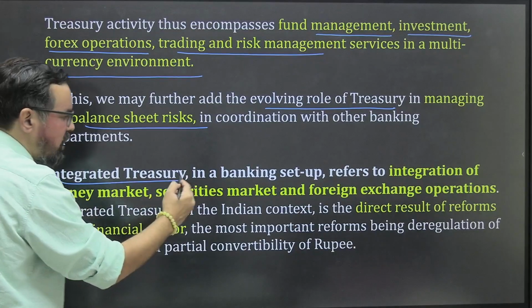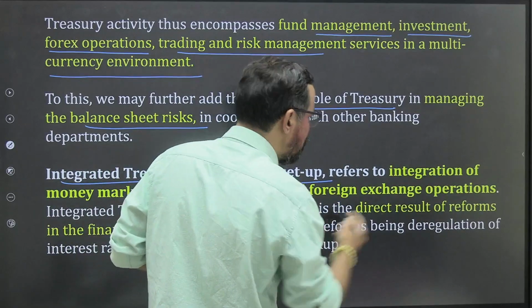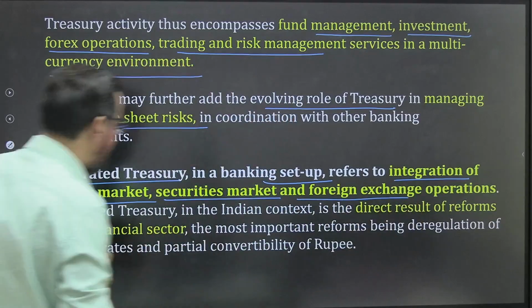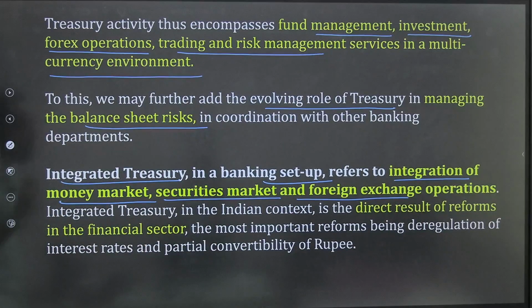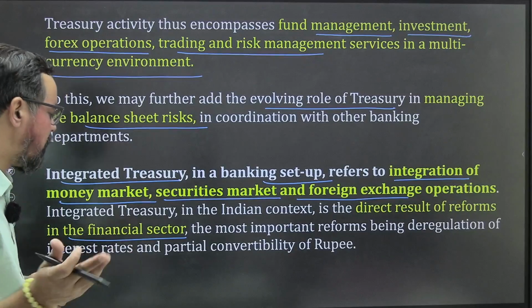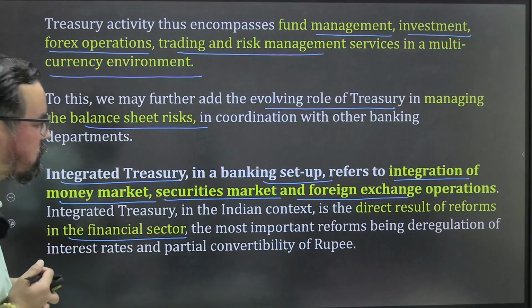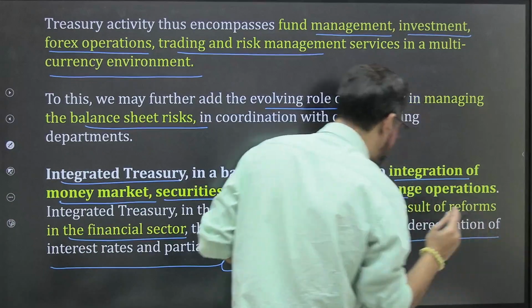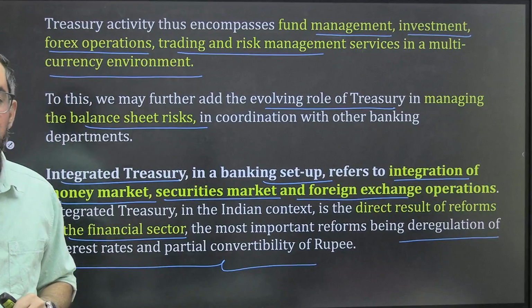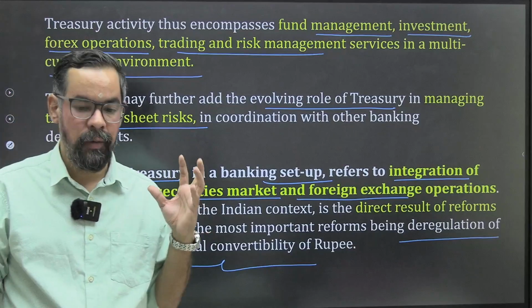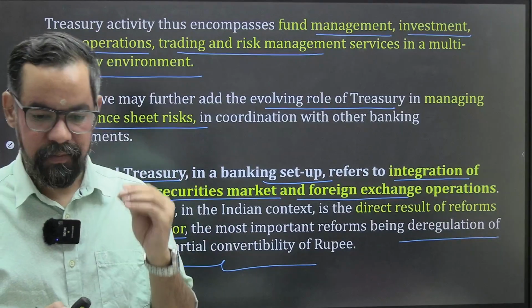Integrated treasury in a banking setup refers to the integration of money market, securities market, and forex market operations. Integrated treasury in the Indian context is a direct result of reforms in the financial sector, which generally started from 1991 onwards with the new economic reforms. The most important reforms being deregulation of interest rate and partial convertibility of the rupee itself. So this is a basic introduction to treasury management.